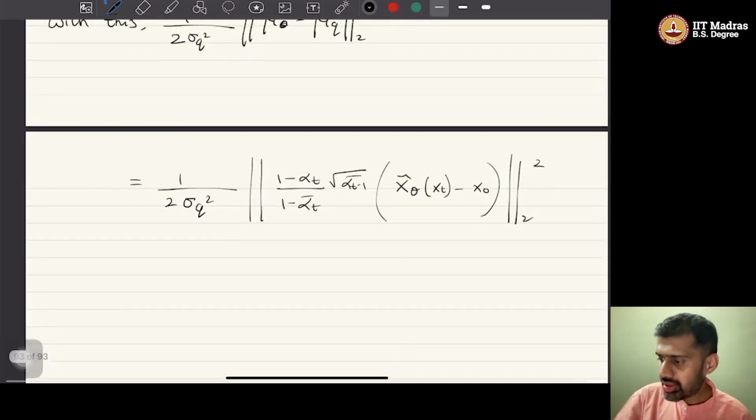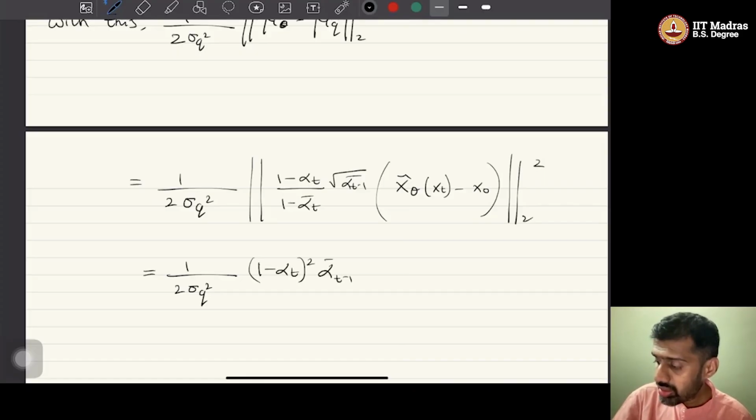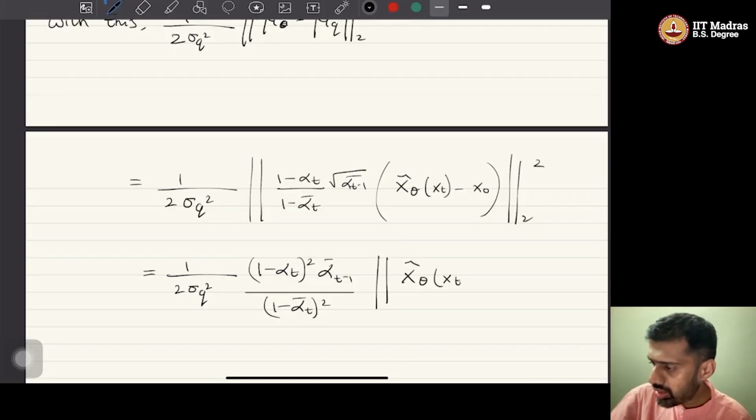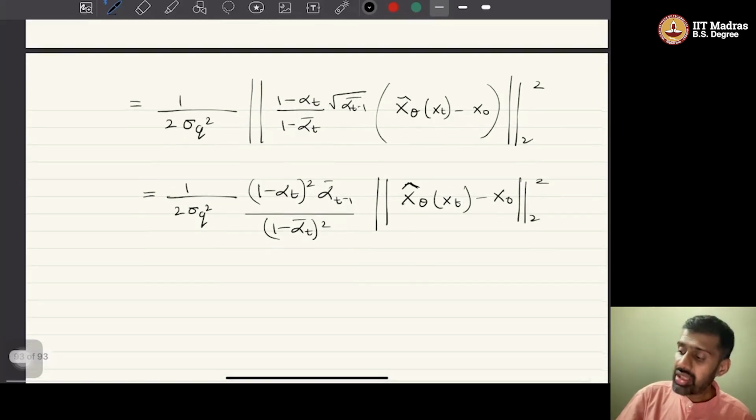Okay, so all these terms, I can rearrange the other terms and simply write this as 1 by 2 sigma q squared into (1 minus alpha t squared, alpha t minus 1 bar divided by 1 minus alpha t bar squared) times (x theta at xt minus x naught). Okay, so this is the consistency term.